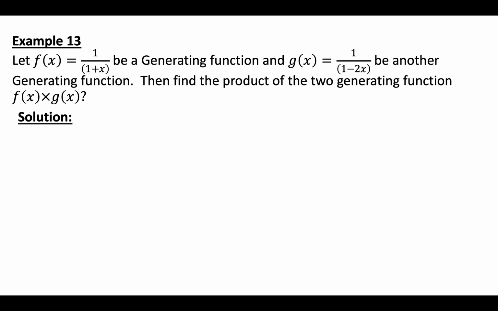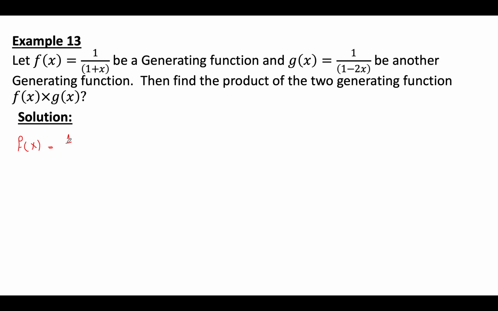Okay, here we got example 13. I have the first function f of x, which is equal to 1 over 1 plus x. And the second generating function is g of x, which is 1 over 1 minus 2x. We need to find the product here. So first thing we do is convert the closed form to series form.